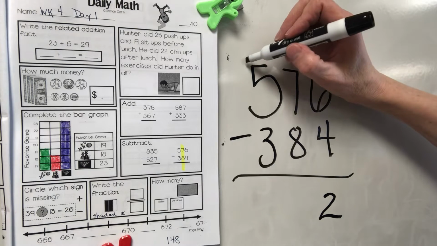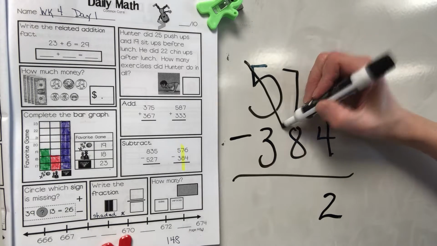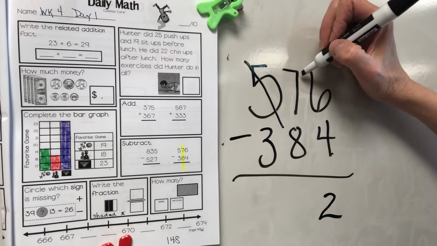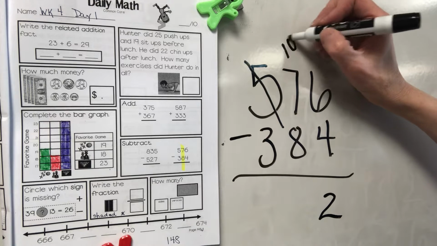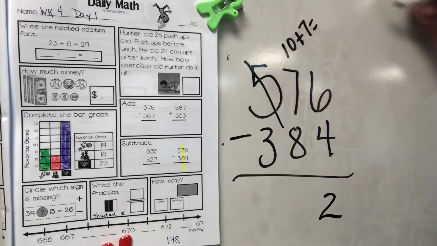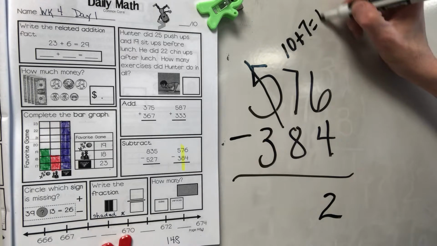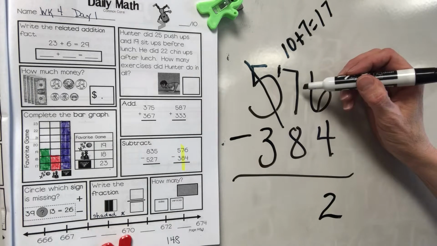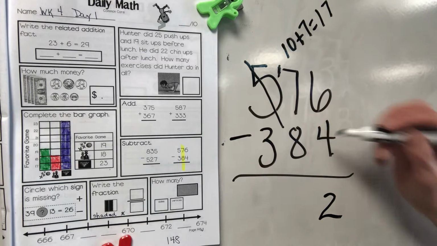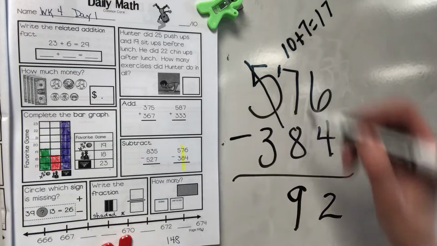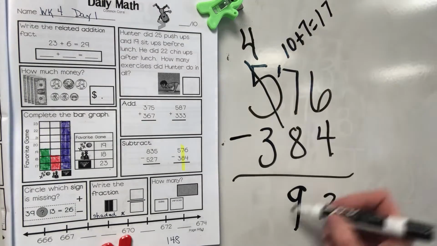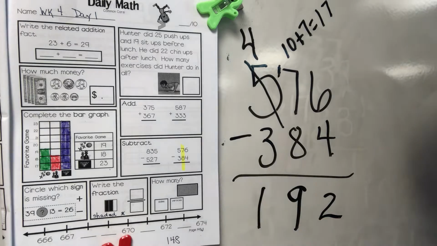So we go to the hundreds and we think 100 is equal to 10 tens. So we have 7 tens and we add 10 more tens, and 7 plus 10 is 17. So we have 17 tens. 17 tens take away 8 tens is 9. And we took away 100, so we have 4 take away 3 is 1. How do we check that, boys and girls? Remember how we check it?